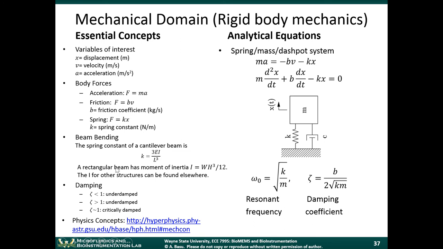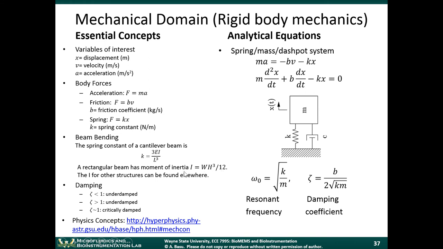And this E is the Young's modulus. That's a mechanical property of the material used to make the beam. It's the rigidity of the material. I is the moment of inertia. That depends on the geometry of the beam. It's equal to W H cubed divided by 12 in the case of a rectangular beam.